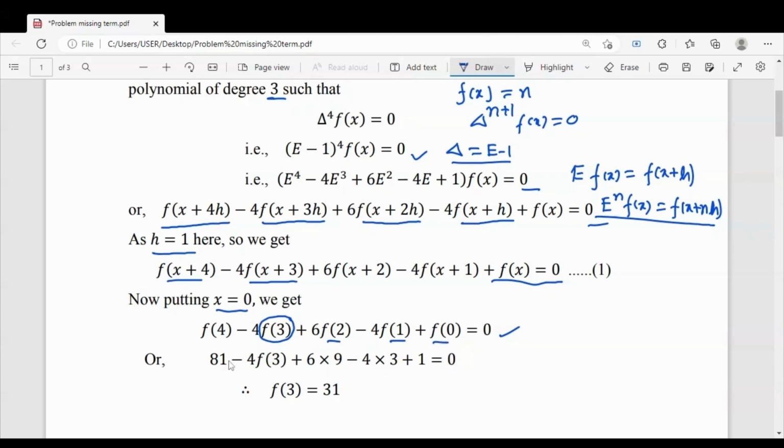So f of 4 equals 81, we put this one. F of 3 which you have to calculate, f of 2 equals 9, f of 1 equals 3 and f of 0 equals 1. So if you simplify this relation, we get the value of f of x, where you have to find the value, here x equal to 3. So at this point you have to find the value. So f of 3 equals 31.